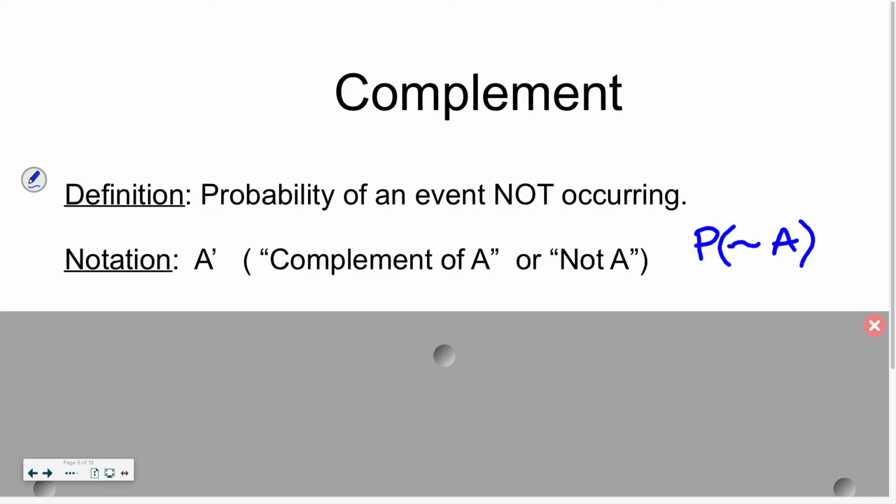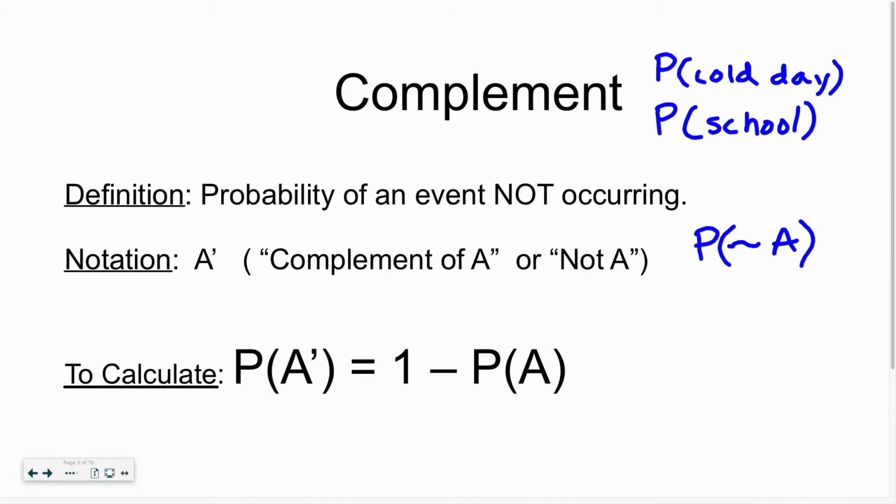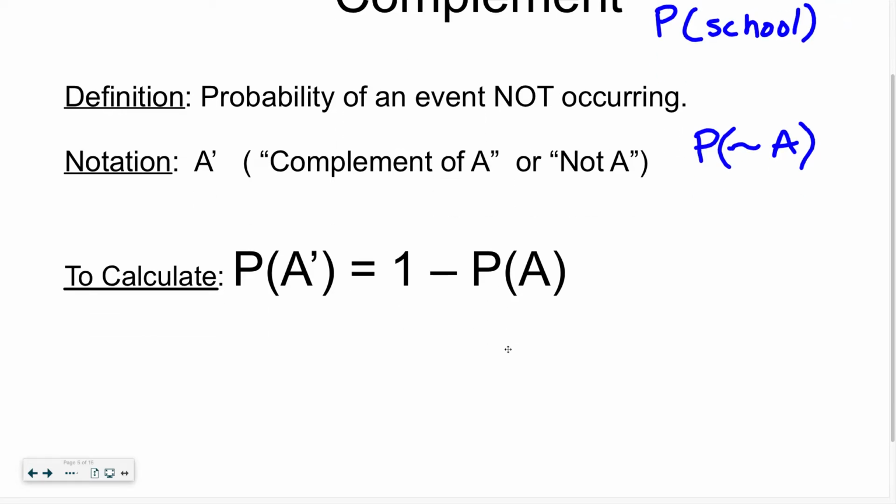Or for our example where we were doing the probability of a cold day, the complement of the probability of a cold day is the probability of school. You could say not a cold day, but you could also just say going to school. It would be its complement. When you want to calculate a complement, it should be very easy. And sometimes it's harder to calculate the original probability than it is to calculate the complement. So you might use the complement and then just subtract from 1 or 100%.